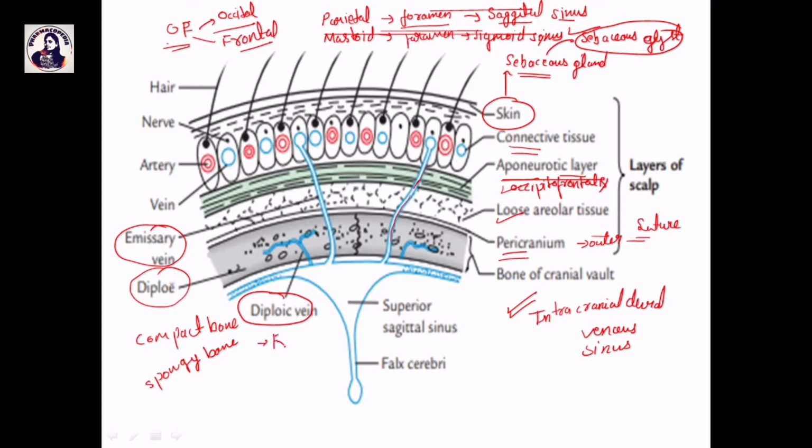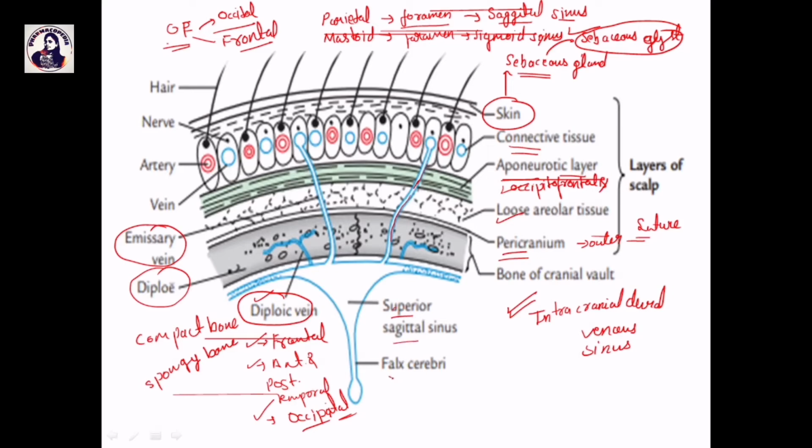of four types, that is the frontal diploic vein, the second is the anterior and posterior temporal vein, and the fourth one is the occipital diploic vein. So whenever there comes the question, name the types of the diploic vein, you can say the frontal diploic vein, the anterior and the posterior temporal diploic vein, and the occipital diploic vein.